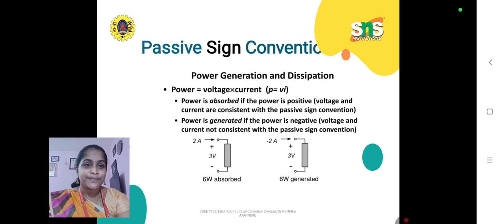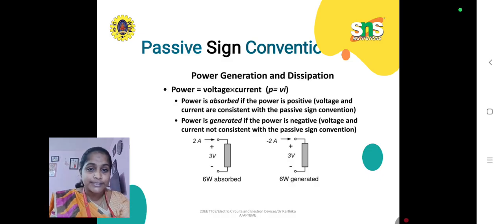Remember that. And the passive sign convention: in this convention we have power generation and dissipation. Power is voltage multiplied with current. Power is absorbed if the power is positive, when voltage and current are consistent with the passive sign convention. Power is generated if the power is negative, when voltage and current are not consistent with the passive sign convention. See, the first one is 6 watt absorbed and the other 6 watt generated. Absorbed is positive and generated is negative.